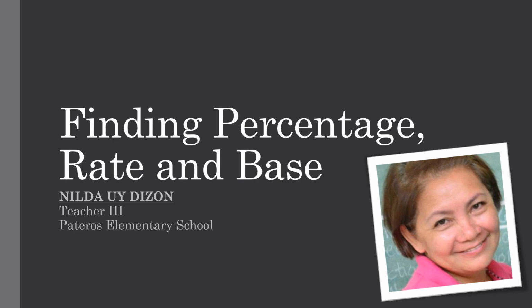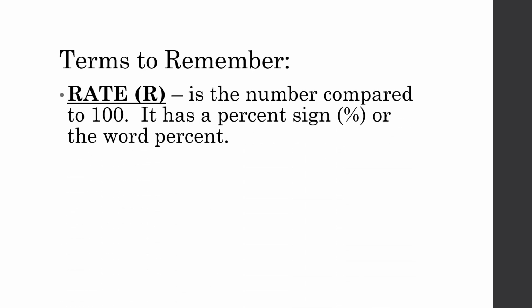Today, we are going to study about finding percentage, rate, and base. In finding percentage, base, and rate, we need to remember three terms or the three elements. The first element is rate. Rate is the number compared to 100. It has a percent sign or the word percent.